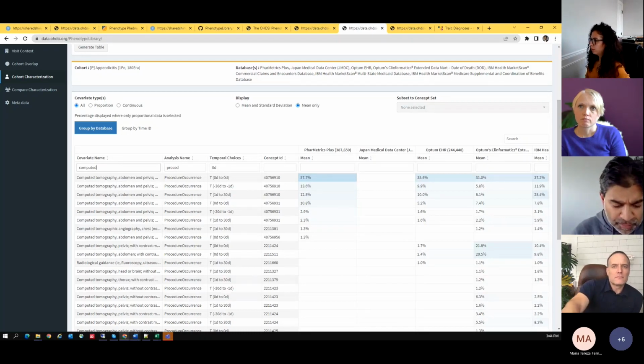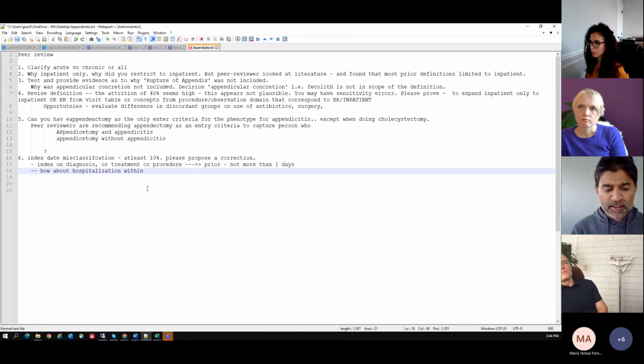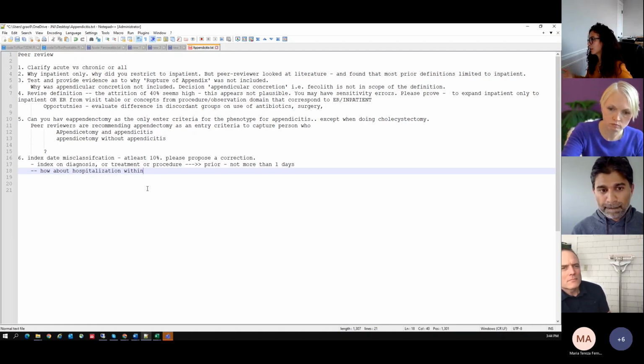Okay, so I've captured the peer review notes as the following. First of all, in the clinical description, clarify if acute versus chronic or all. I think we can say we want to do acute. No, because then you have to pick and choose, because now you're going to go to the 70 to 80% and maybe 20% is actually not acute.